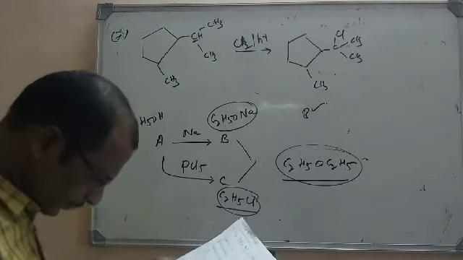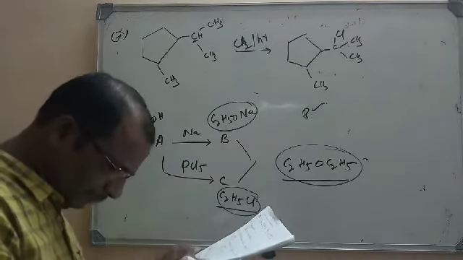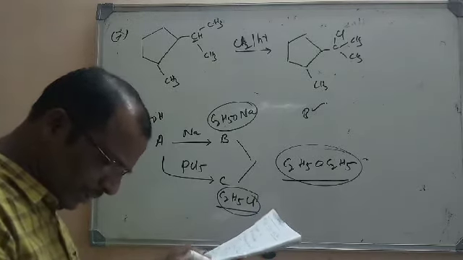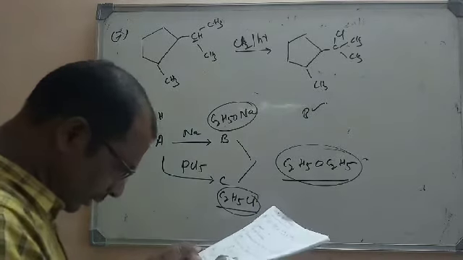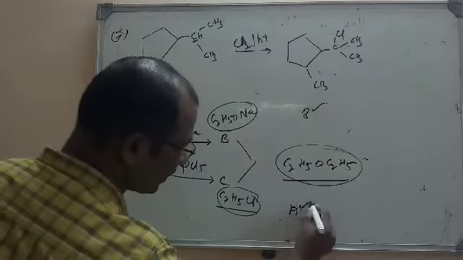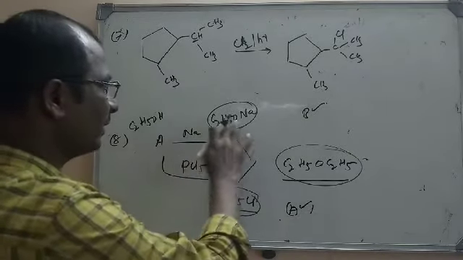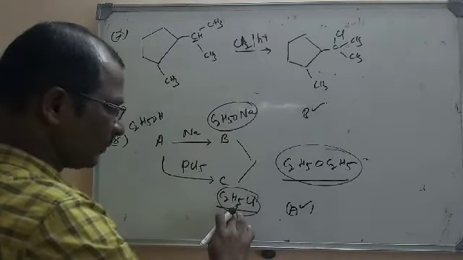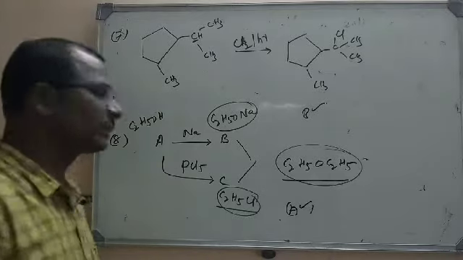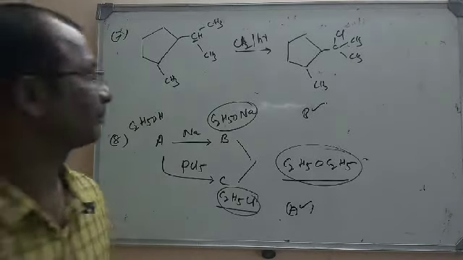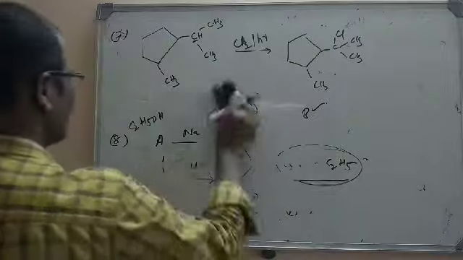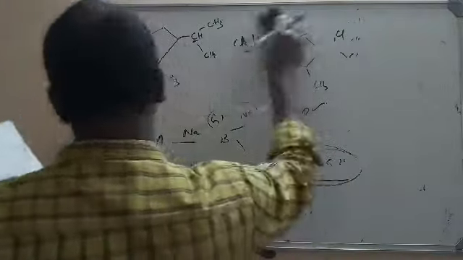So what is the right option here? Ethyl alcohol, sodium ethoxide, and ethyl chloride. A is the right option here. In option A it is given: ethyl alcohol, sodium ethoxide, and ethyl chloride. So these are the products. Let us move to the next objective question.